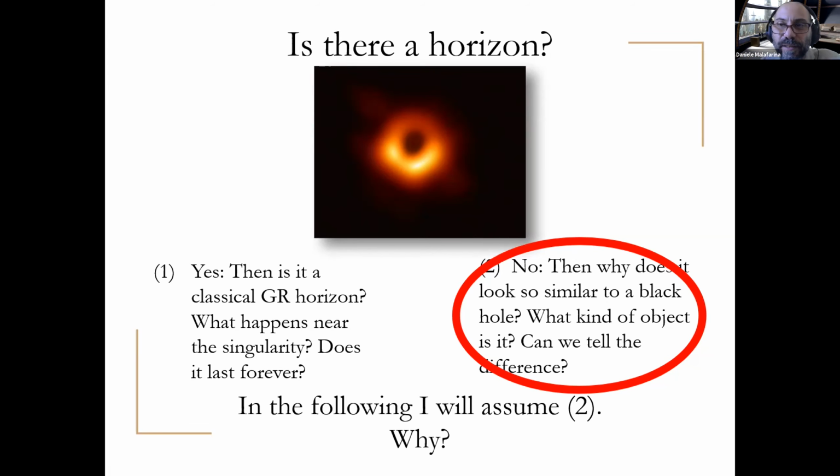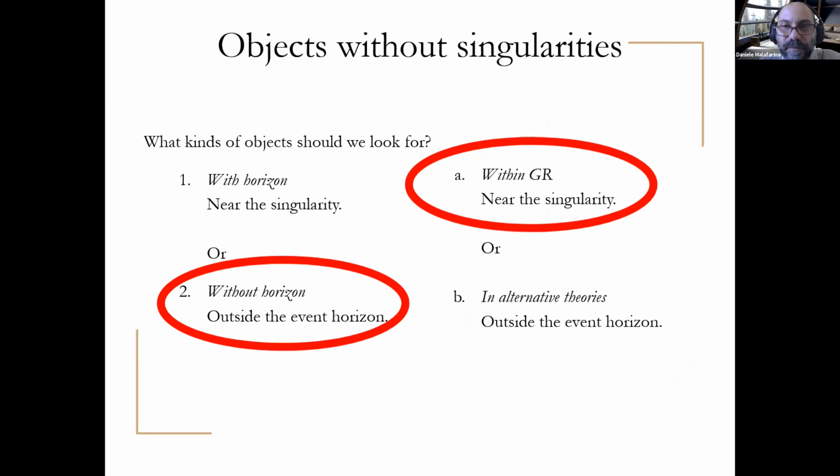So if I want to do that, I'm thinking about looking at solutions within GR and without a horizon. The solutions within GR and without a horizon, where there would be a horizon, typically they have a naked singularity.